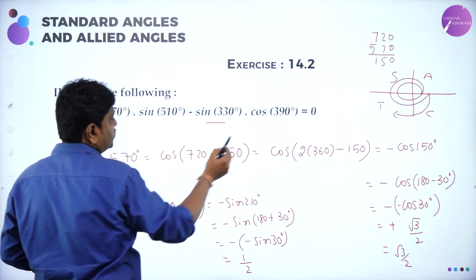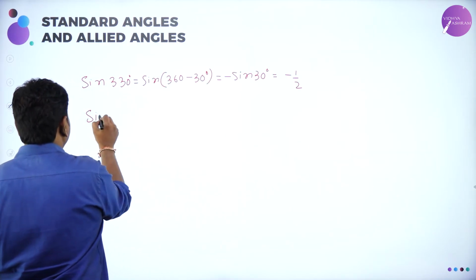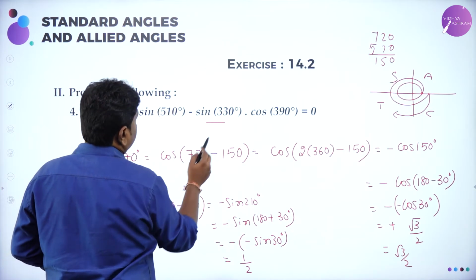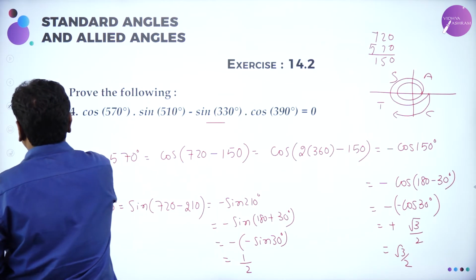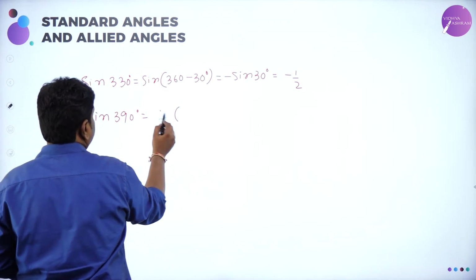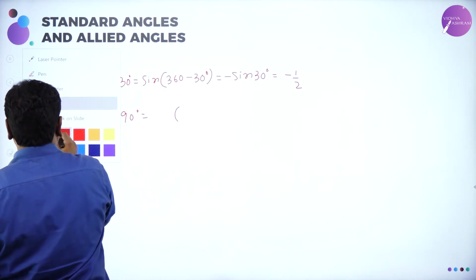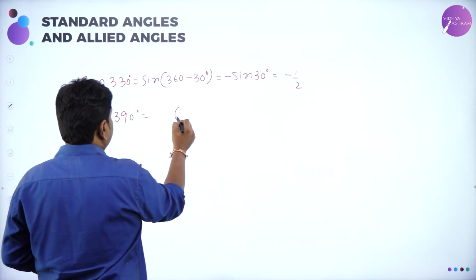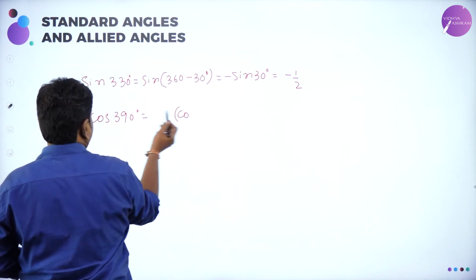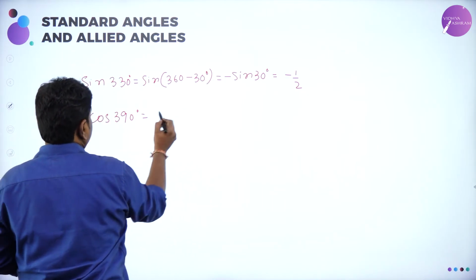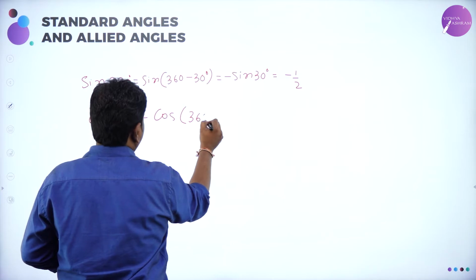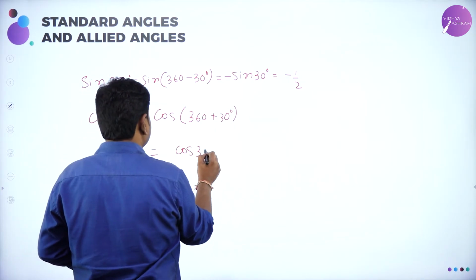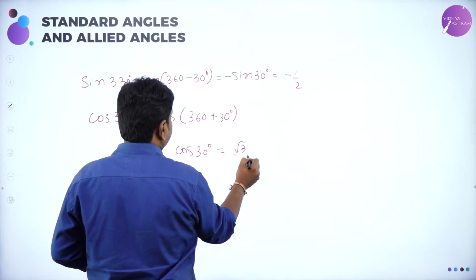And we have the next term, cos 390. Whatever is given in the question, we should take that. So cos of 390 can be written as cos of 360 plus 30. Cos of 360 plus 30 is what? Cos 30. What is cos 30? Cos 30 is root 3 by 2.